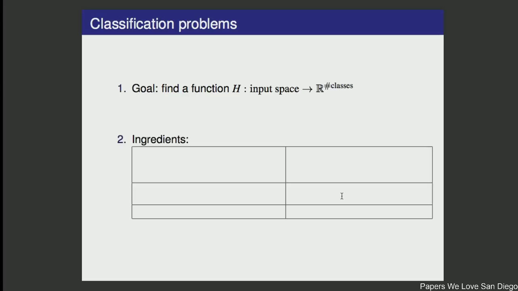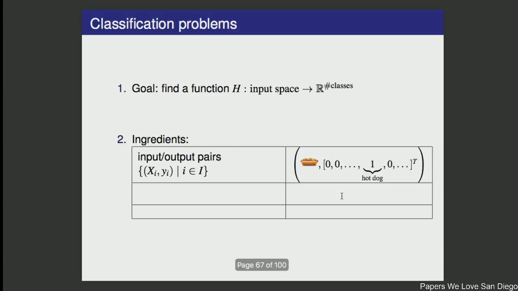Okay, so what are the ingredients if we want to solve this problem? Given that we're not omniscient, right? So the first is a set of so-called training data. So input-output pairs. Input hot dog, output is of class hot dog. Right? Picture together with what class it is. But you need a lot of these.